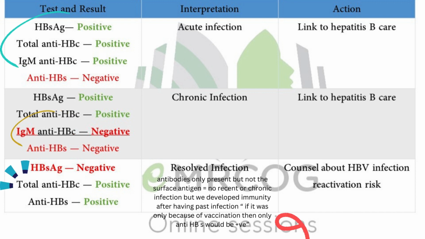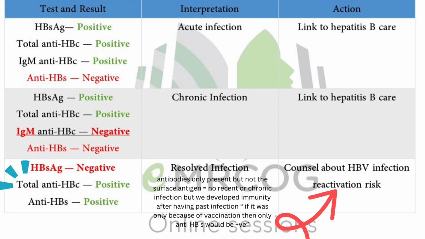If you have the antigen to the surface positive, and you have the total anti-core positive, the IgM to the core also positive. That means that you have acute infection, right? Because the IgM is positive, while the anti-surface antibody is negative, and that means that you are not vaccinated.